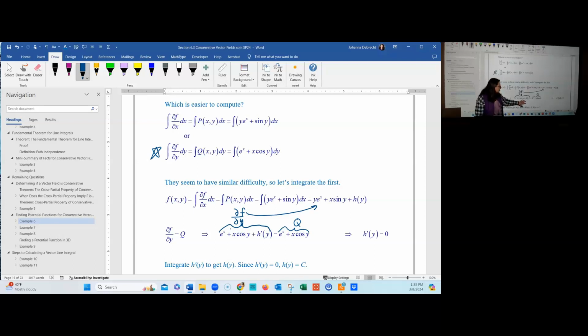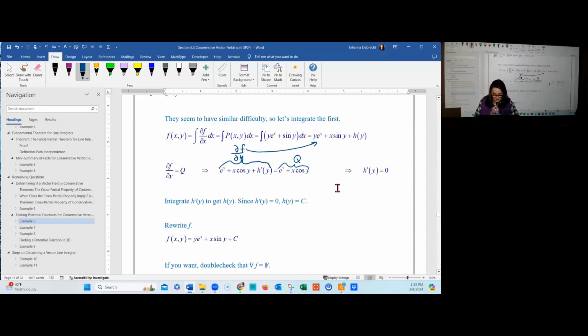Once I have this, notice that I've got two terms on both sides of the equation that are identical. The exponentials will cancel one another, and the x cosine of y's will cancel one another. This tells me that h prime of y has to be 0. Now I would integrate h prime of y to get h of y. But what function do you know whose derivative will give you 0? Yes, that's right. It has to be a constant. So h of y equals a constant.